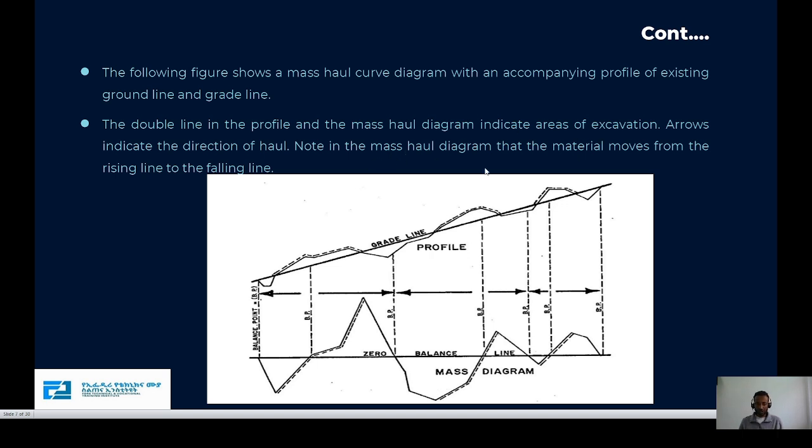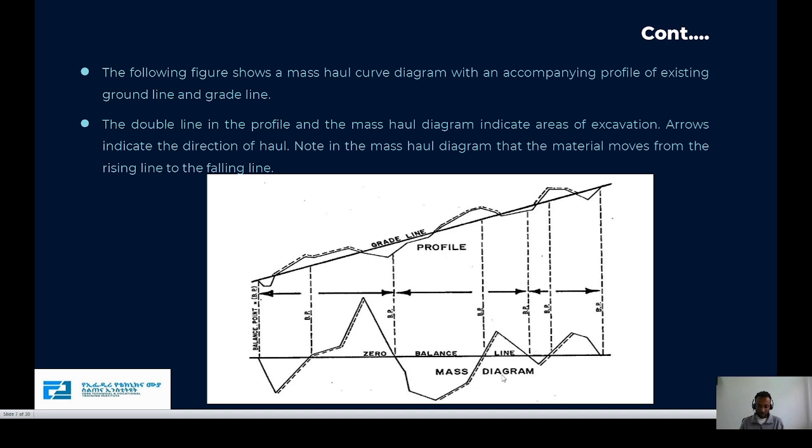And also, in mass haul diagrams, the material moves from the rising lines to the falling lines. So the first is the profile. The profile is drawn using the x-axis by station, and the y-axis will be the volume, not the aggregated volume. Here it is a cutting section or directly a filling section, a cutting section, a filling section, a cutting section.